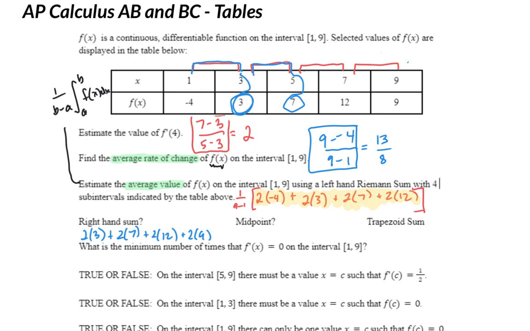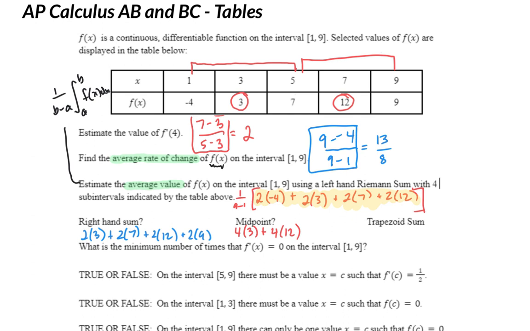Okay. Now, the midpoint is a little bit different in that we often use fewer intervals. In this case, we'll only use 2. Let me just point this out. What we do is we say the rectangle will go, in this case, from 1 to 5, but then we will use that middle y value to set the height of my rectangle. So the base is 4, and the height is 3. The next one goes from 5 to 9, and 12 is our height. So 4 times 12.